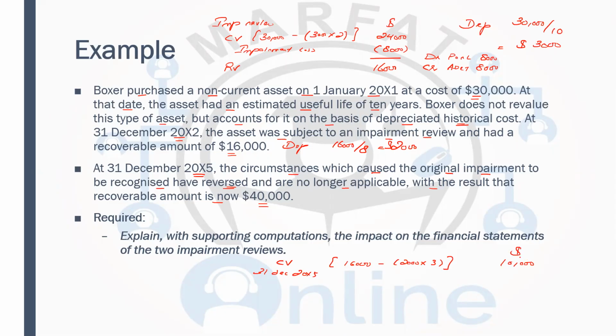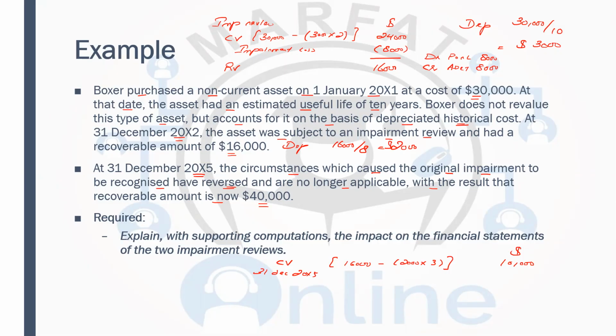So let me just recall what we have done. The asset was bought for 30,000, life is 10 years. We got a depreciation per year of 3,000. After 2 years, the impairment review has been conducted. So we need to compare the carrying value with the recoverable amount. Carrying value after 2 years was 24,000 and the recoverable value is 16,000. So because the carrying value is more than the recoverable amount, the asset has suffered an impairment loss, which is 8,000, and this should be directly recorded to the profit or loss, as we have no information regarding the previous revaluation.